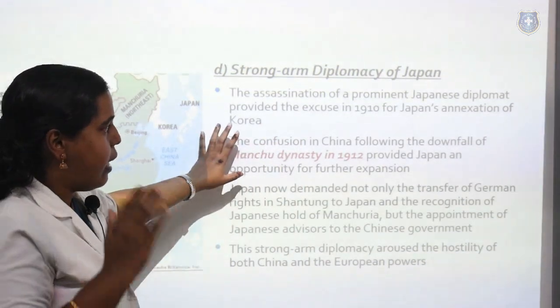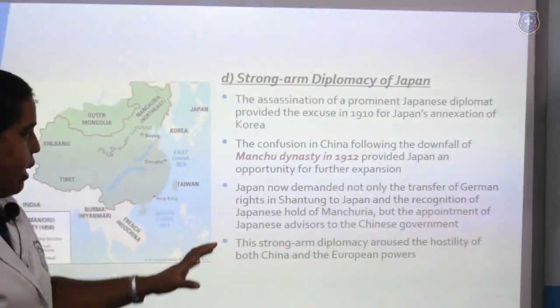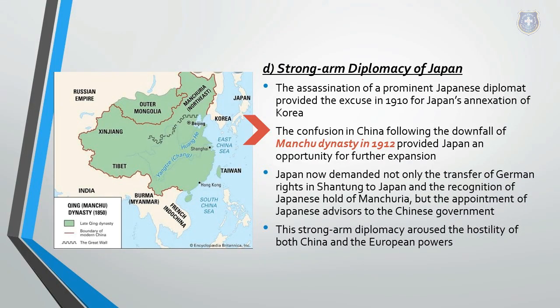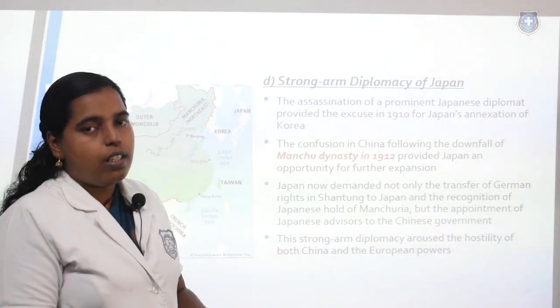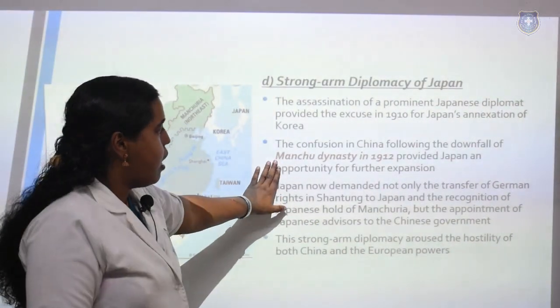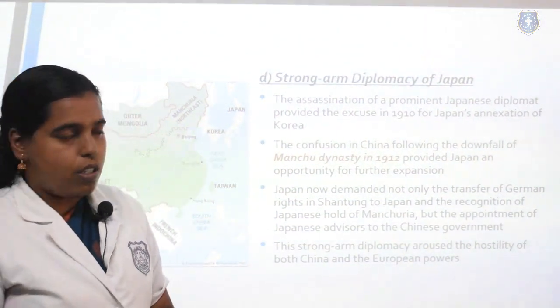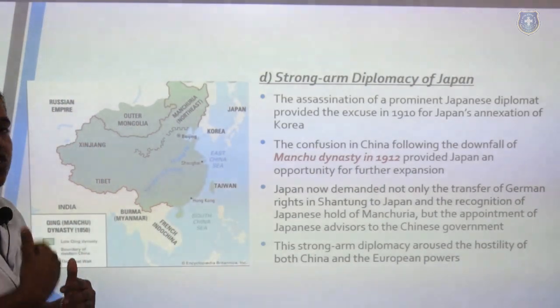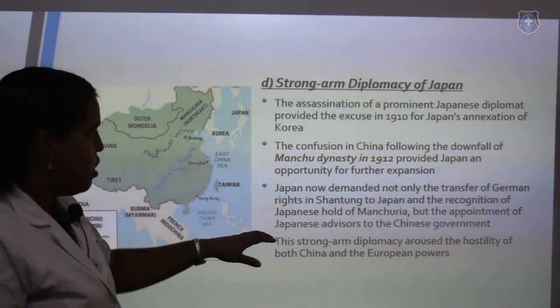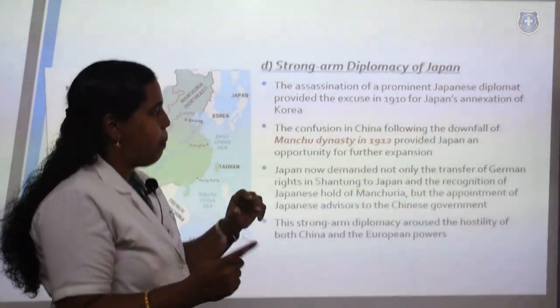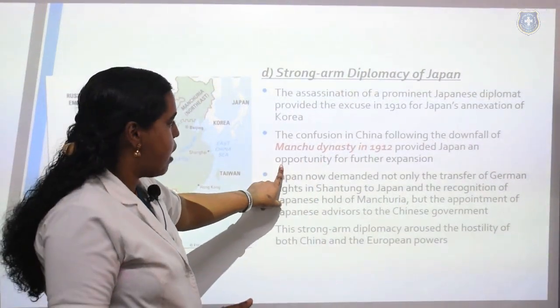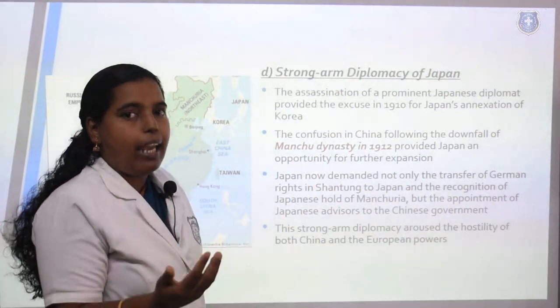So he started wanting to annex Korea then. The confusion in China following, that is, in China there was a political issue going on. There was a fall of the Manchu dynasty. In Manchuria there was a dynasty called the Manchu dynasty, and this dynasty was falling. So what is happening is that it made China a little bit weaker. This time was a very good plus point for Japan, and Japan started to create further expansion also.